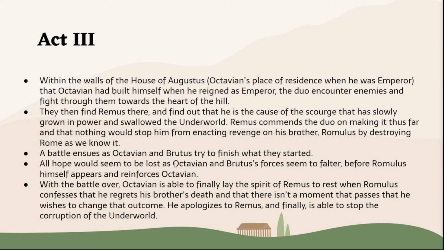Now, of course, Octavian and Brutus' forces will begin to falter against Remus, as Remus's legions are way too powerful, for they have been sitting in this seat of the scourge for way too long. And before Remus can strike that final blow, Romulus arrives to bolster Octavian. So eventually the battle ends, and Romulus is able to properly lay Remus to rest and regrets his death tremendously. Octavian and Brutus witness this and are able to stop the scourge and save the underworld.